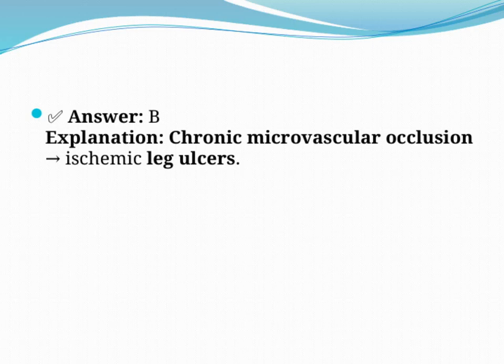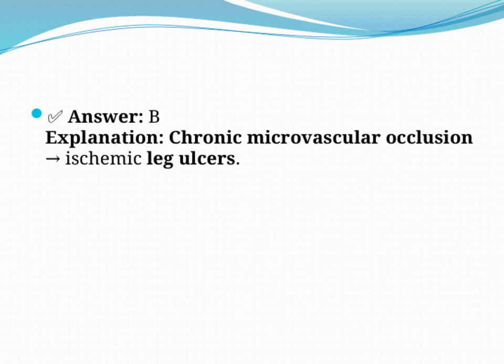Alright, so the correct answer here is B. Let's break down why that is. Chronic microvascular occlusion, which means small blood vessels get blocked over time, leads to reduced blood flow to the tissues. This decreased perfusion causes tissue ischemia, or in simpler terms, a lack of oxygen and nutrients.